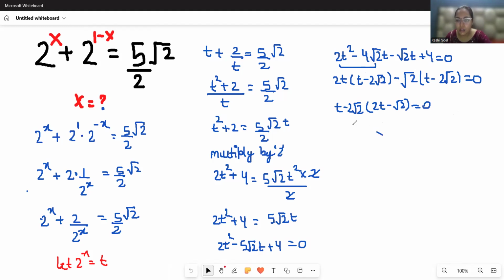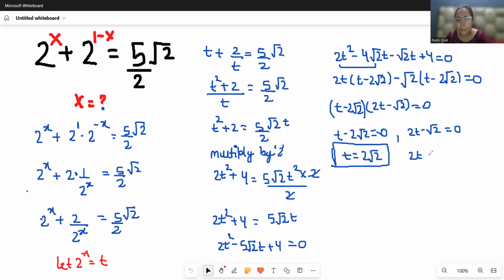Now if I put both the factors equal to 0, first t - 2√2 = 0. So here t = 2√2. And 2t - √2 = 0, 2t = √2, t = √2 by 2.